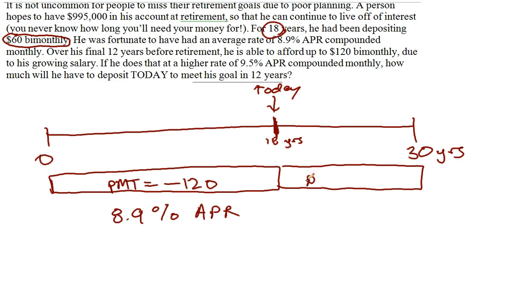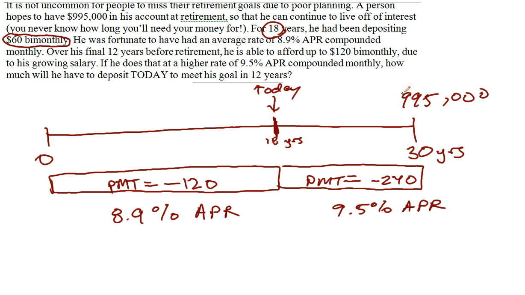Over the remaining years, he's going to be able to make $120 bi-monthly, which is $240 a month. He is going to earn, we're assuming, 9.5% APR. And we want to know what this is going to translate to in terms of getting this goal of $995,000. Well, we could certainly see what he has.